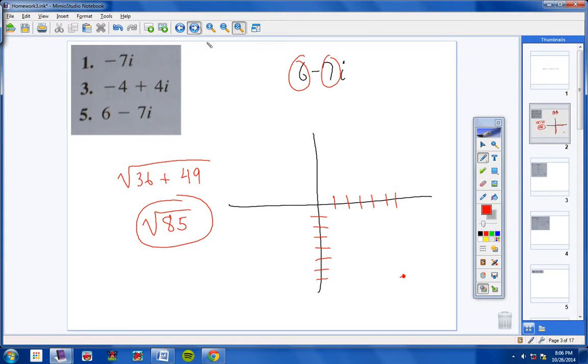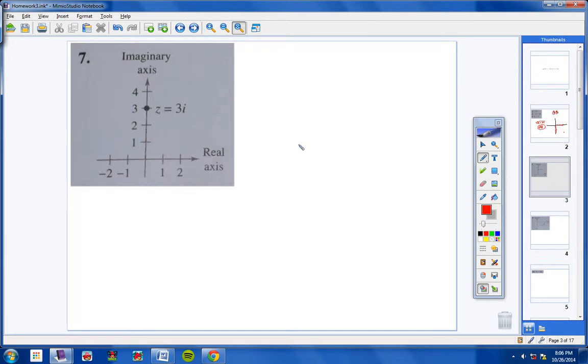Okay, moving on to number 7. All right, number 7 and 9, they want us to write the complex number in trig form. Trig form, okay? So this one here is really easy if you think about it. Usually we have to find the hypotenuse. Well, there is no hypotenuse. The complex number lies right on the y-axis. So the direction angle is going to be 90 degrees. That's easy to see. And the length of this line here is going to be 3. 1, 2, 3. So we're done.